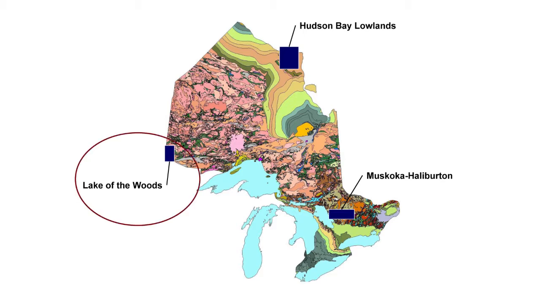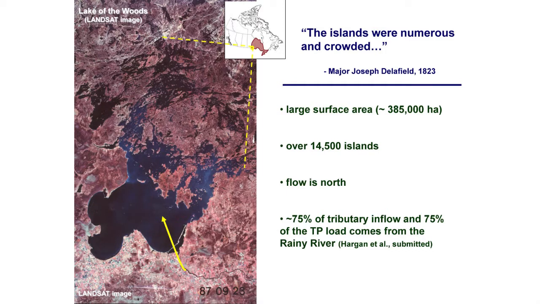So first, Lake of the Woods. I don't know if those of you who've ever had a chance to see Lake of the Woods. It's an incredible place. It's Ontario's 4th largest inland lake. Hydrologically, it's the most complex place I've ever been or worked in. It's got over 14,000 islands.